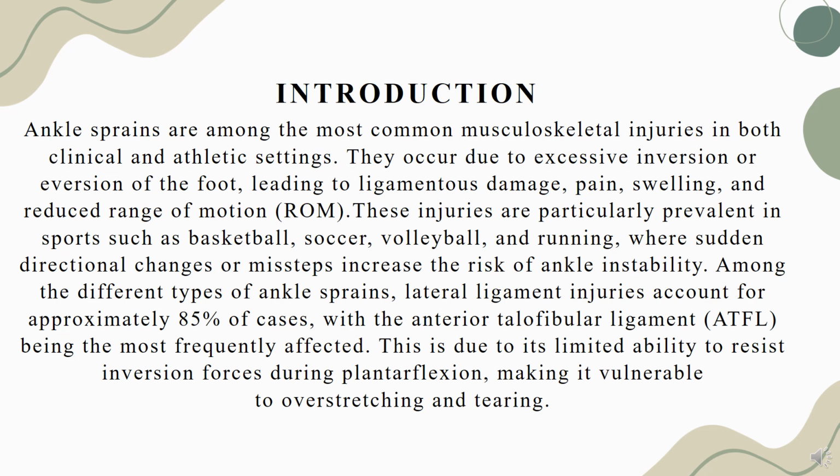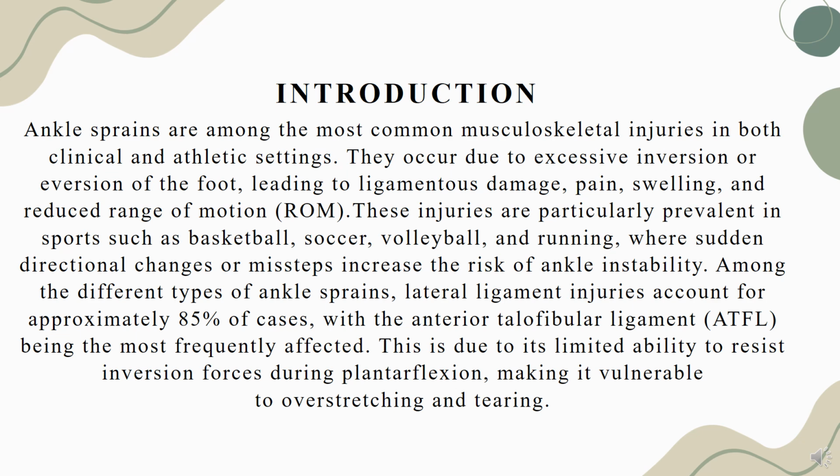Introduction. Ankle sprains are among the most common musculoskeletal injuries in both clinical and athletic settings. They occur due to excessive inversion or eversion of the foot, leading to ligamentous damage, pain, swelling, and reduced range of motion. These injuries are particularly prevalent in sports such as basketball, soccer, volleyball, and running, where sudden directional changes or missteps increase the risk of ankle instability.